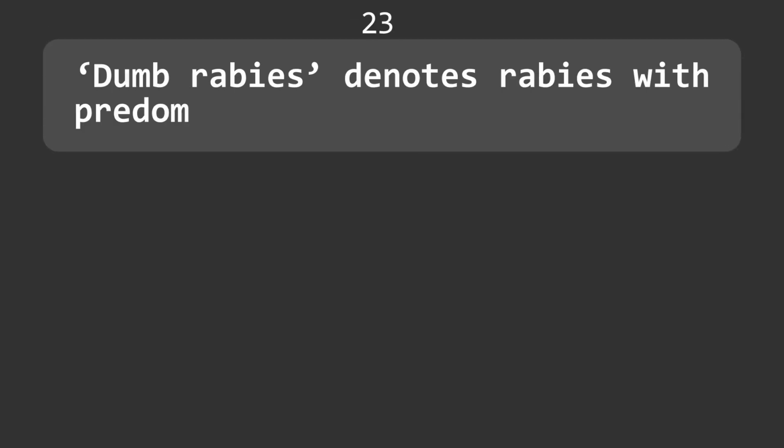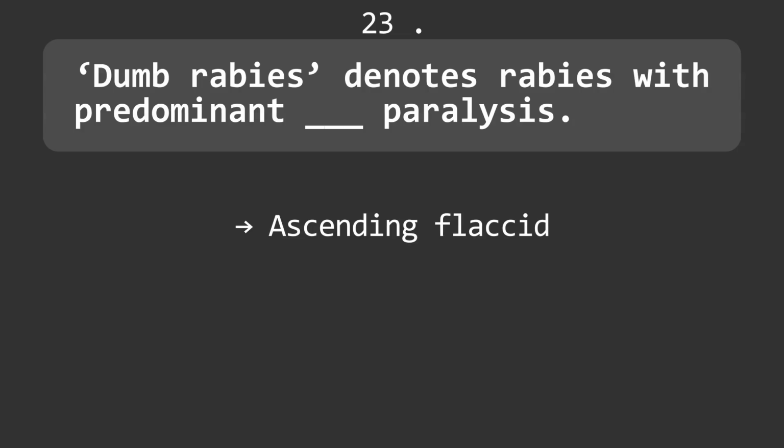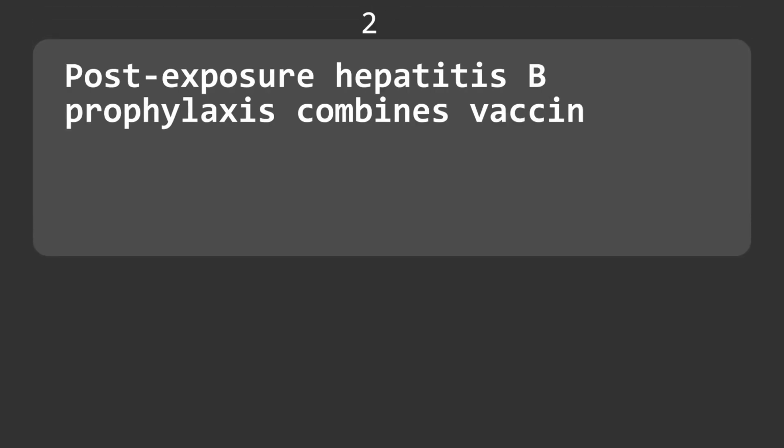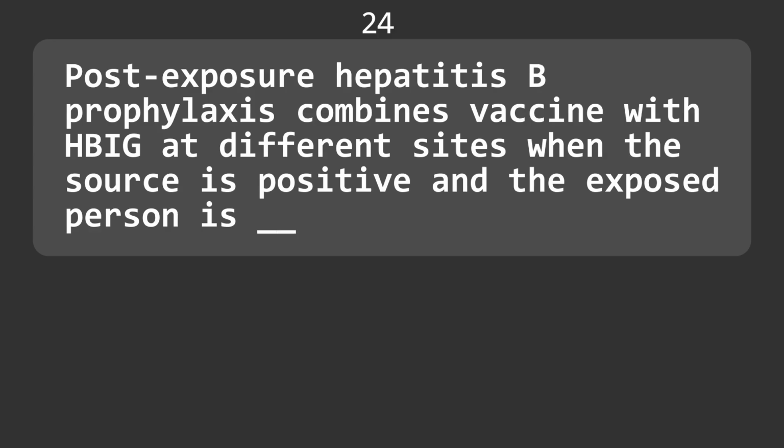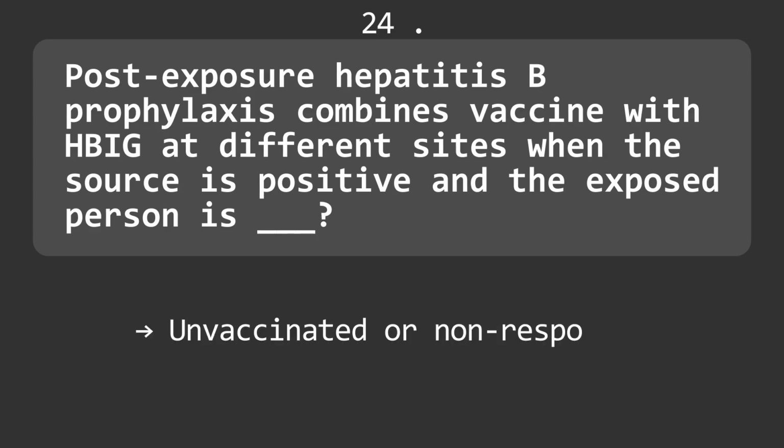Dumb rabies denotes rabies with predominant paralysis, ascending flaccid. Post-exposure hepatitis B prophylaxis combines vaccine with HBIG at different sites when the source is positive and the exposed person is unvaccinated or non-responder.